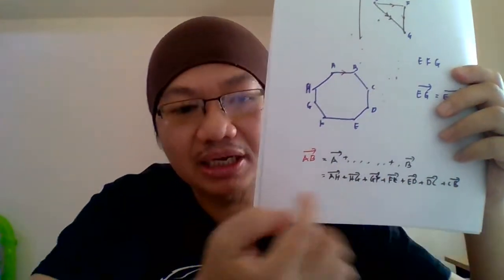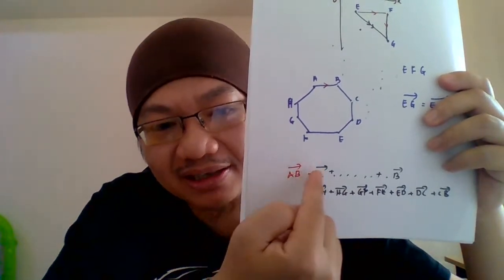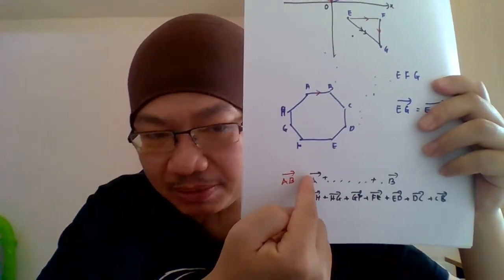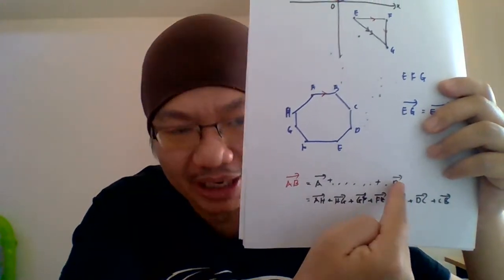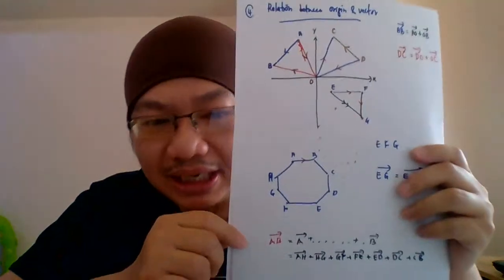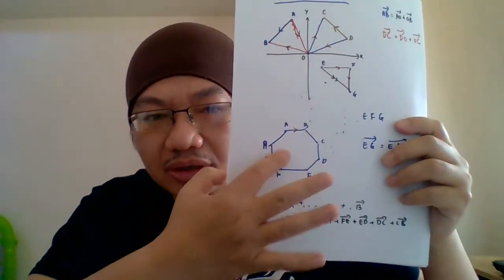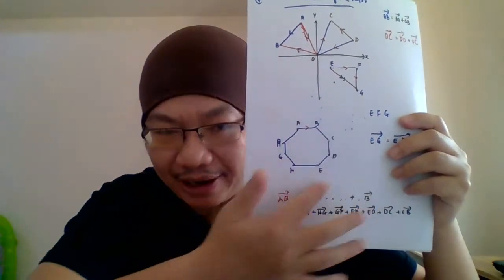A and B. That's why for the formula A to B, it must start from the first huruf, huruf A, but the ending huruf must end with the huruf B. Okay, that is the first thing we need to know about this diagram.